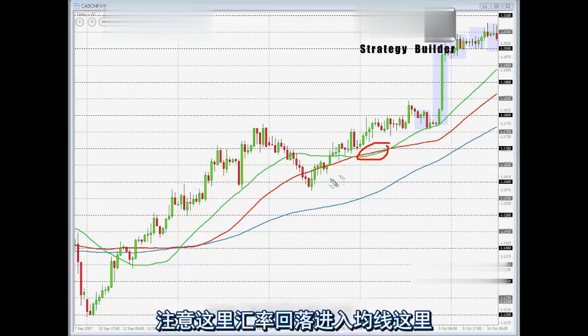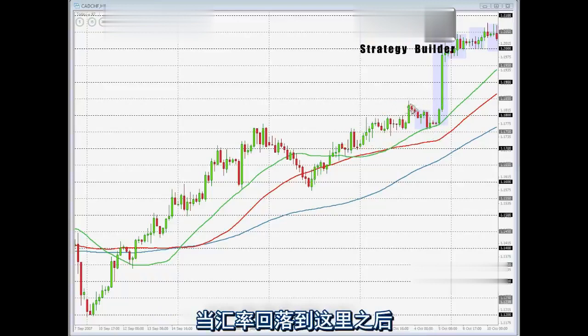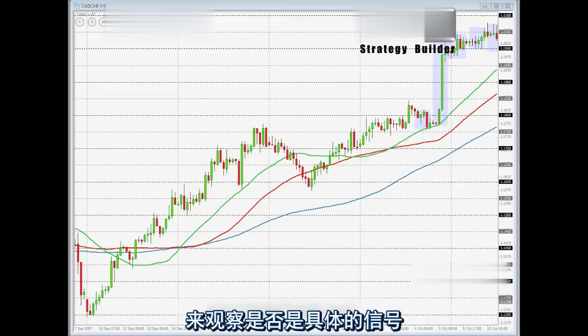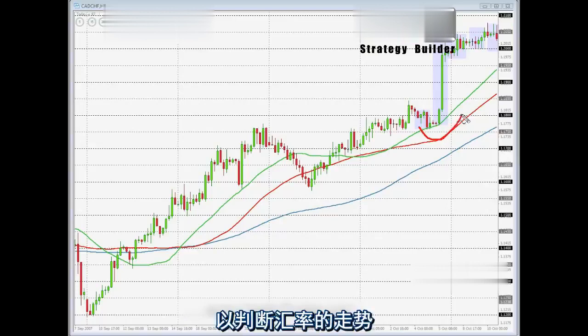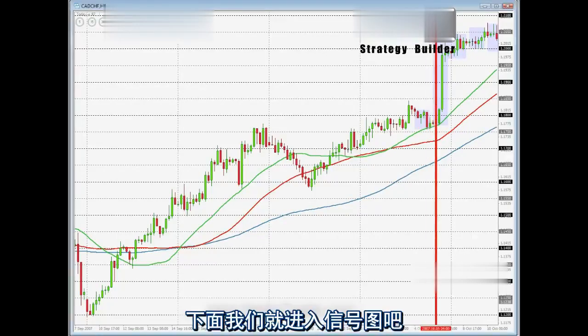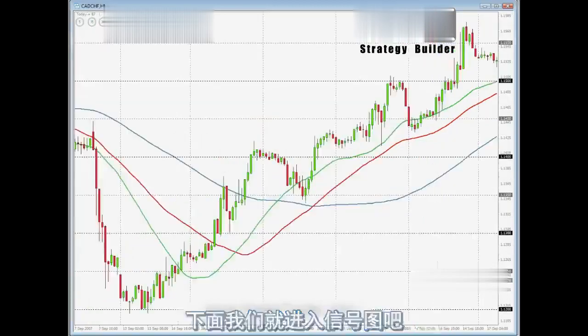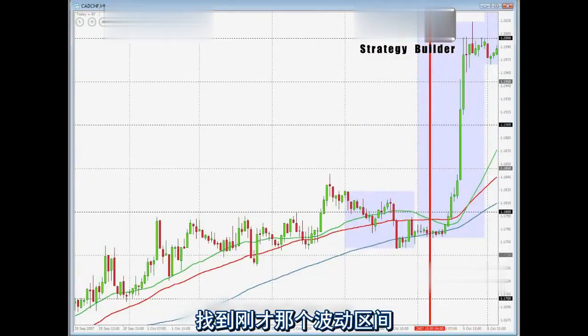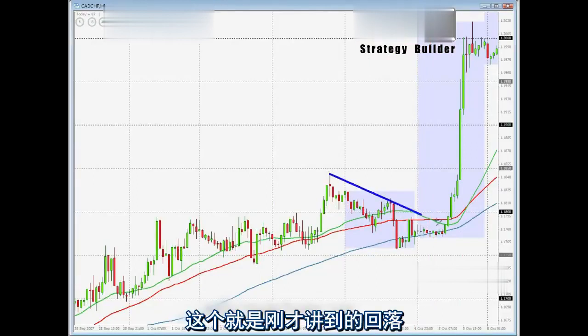I'm going to be focusing on this swing up and then on this retracement down back to the moving averages. Once price retraces back here, now we would, as usual, zoom into the short time frames, see what's panning out there, in order to see if we get some indications that price might be turning around, and therefore we can join long for a new swing to the upside. So let me zoom into the trigger chart. In this case, the trigger chart will be the hourly time frame. I'm scrolling back in my charts, and I find this is the retracement I was talking about.